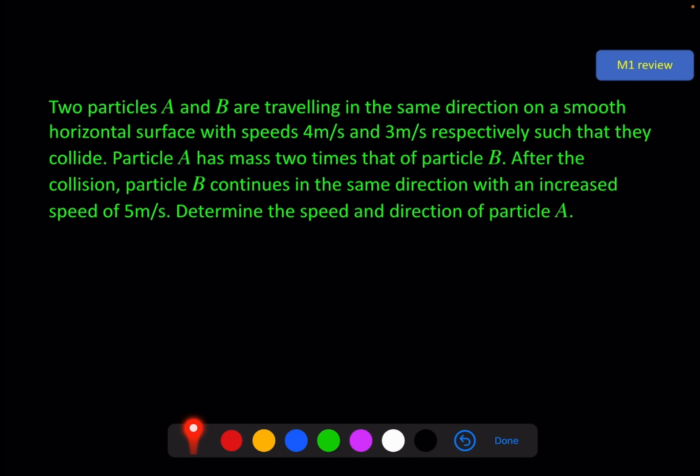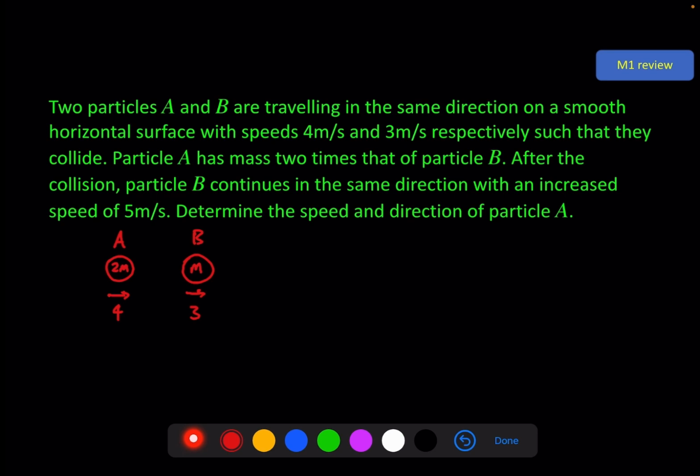Two particles A and B are travelling in the same direction on a smooth horizontal surface with speeds 4 and 3 respectively, such that they collide. That means A must be catching up to B, otherwise they would never collide. 4 here, 3 here. Particle A has mass 2 times that of particle B. Okay, we don't know what that is, but let's call particle B m, so A is 2m.